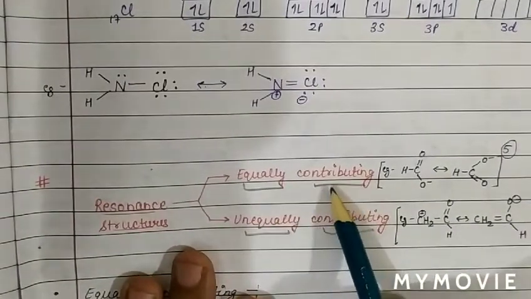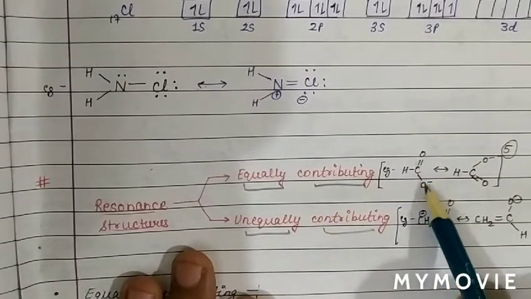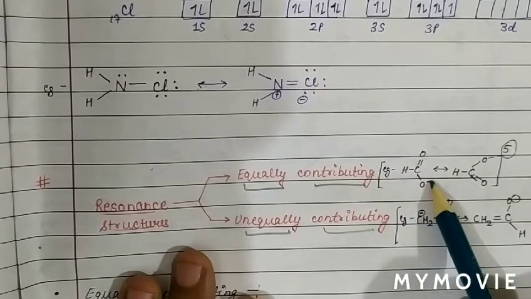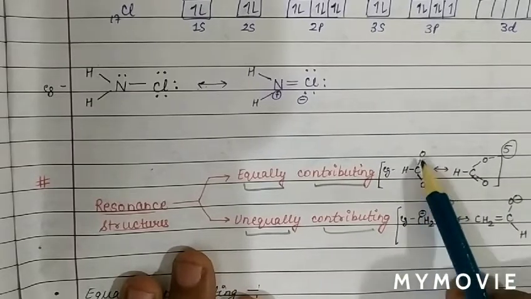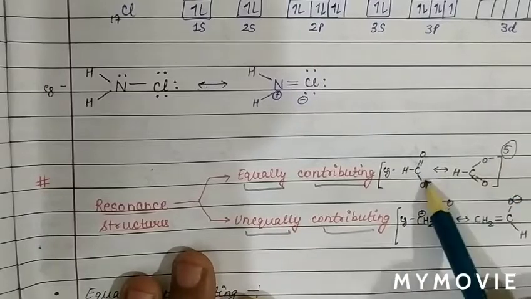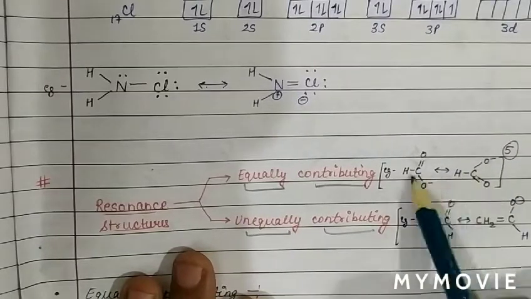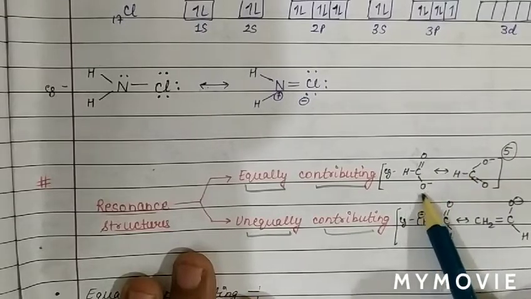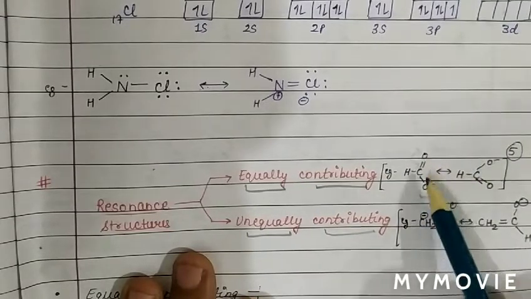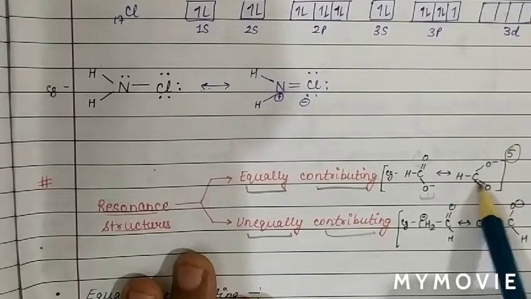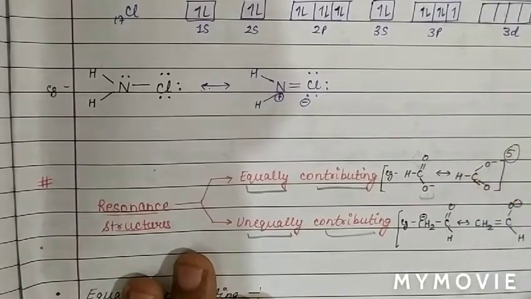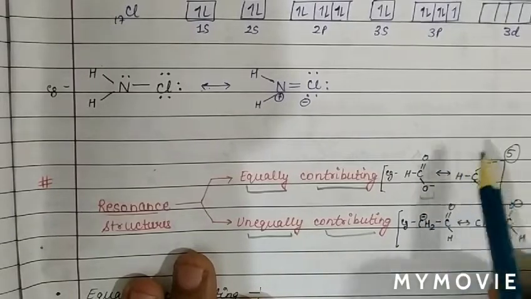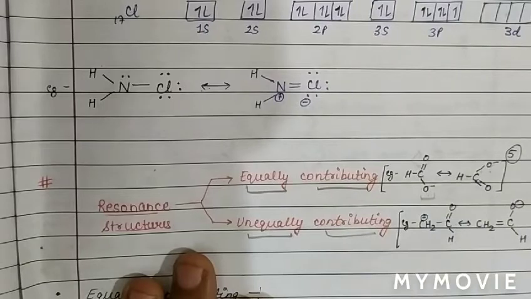Equally contributing structures means the charge is present on the same atom, like in this case a formate ion. When this electron pair shifts between carbon and oxygen, this pi bond will break. Therefore we can see these two structures are similar, because oxygen has the negative charge and there is a pi bond between carbon and oxygen. Again there is a pi bond between carbon and oxygen, and the negative charge is again on the oxygen atom. So these two structures have the same energy, everything is the same, therefore we call them equally contributing structures.